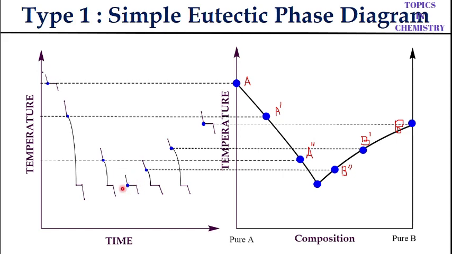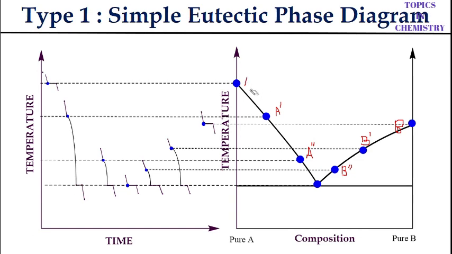Here both components freeze out at a fixed temperature. So here you can see the diagram of the eutectic point is given here. Both the components freeze out at a fixed temperature. This is the temperature versus time curve at the eutectic mixture, at the eutectic point. Therefore, you'll get the eutectic phase diagram like this.